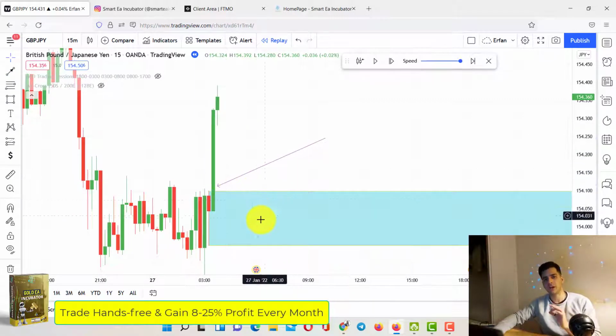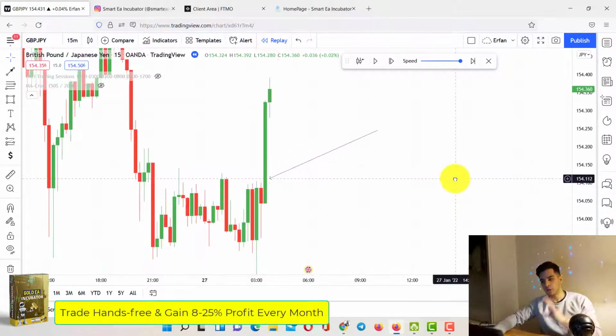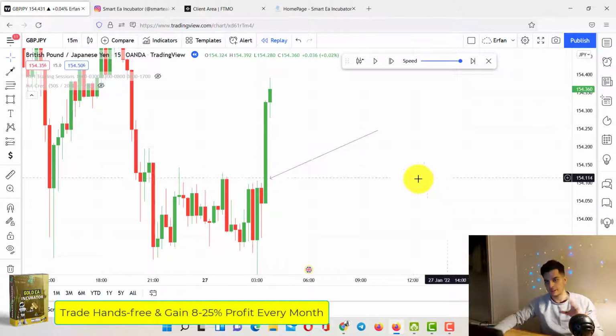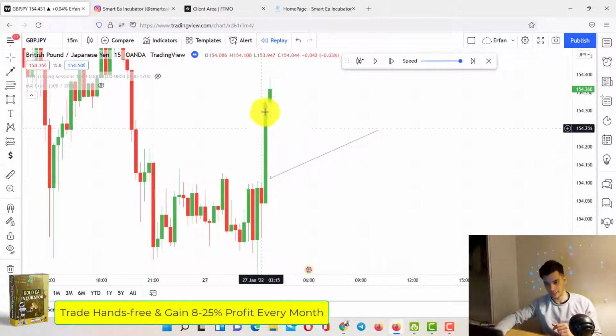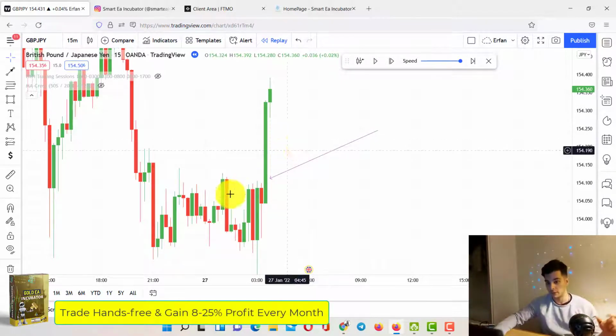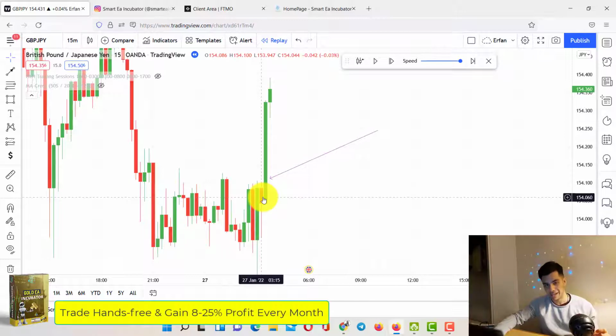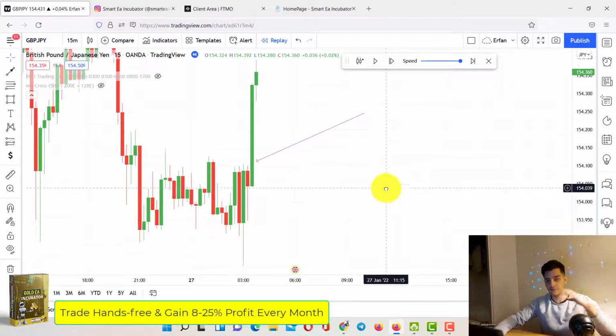But how did I draw this order block right here? It's very easy, guys. If you're analyzing the market based on the bullish momentum, like here, you got to take a look at the candle before the huge move, which is this red candle, and you're gonna see where it opened and closed, because there's a difference between a high probability order block and a low probability order block.